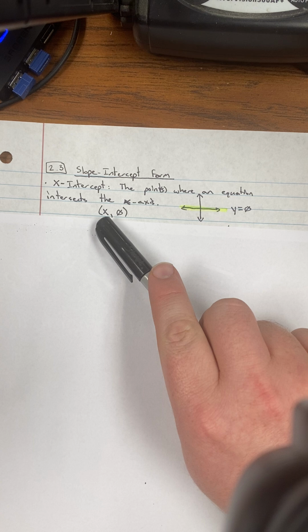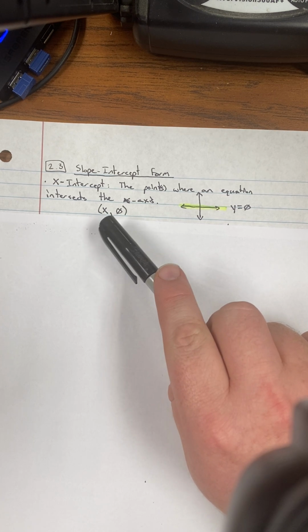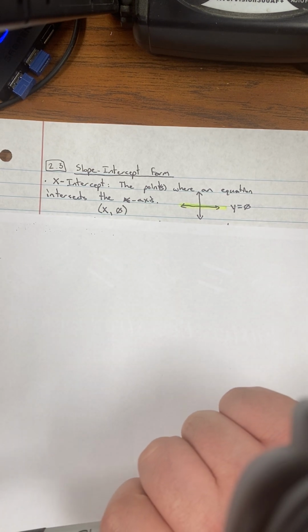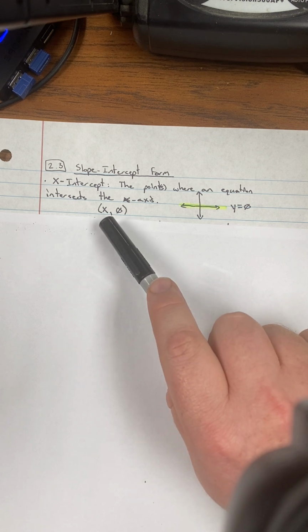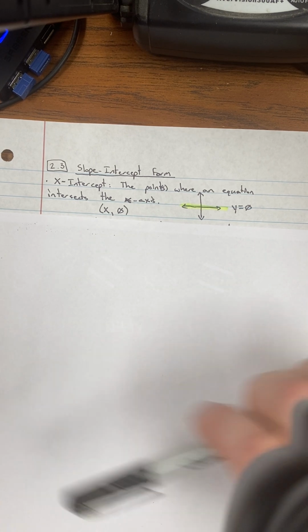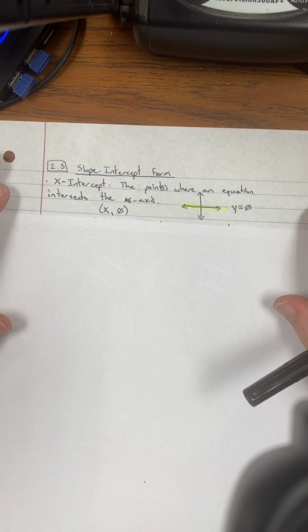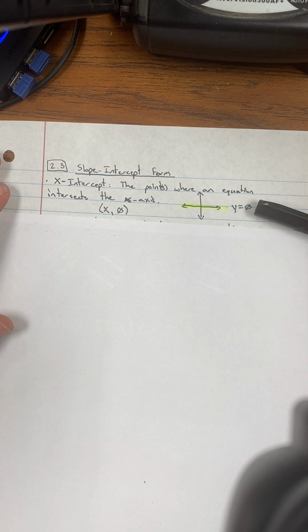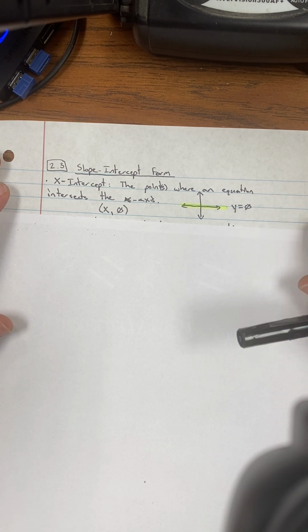And so that's going to include both numbers. You're going to have some kind of x value and 0. It's important that when you're asked what the x-intercept is, you don't just give one number, but you give both numbers, right? Indicating that you know that y is equal to 0. So notice on this line, y is always equal to 0.